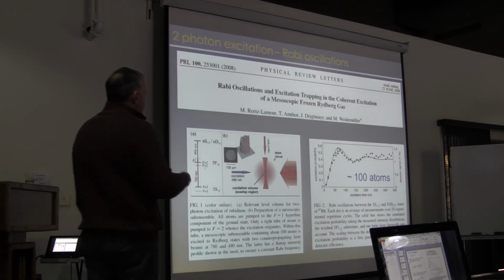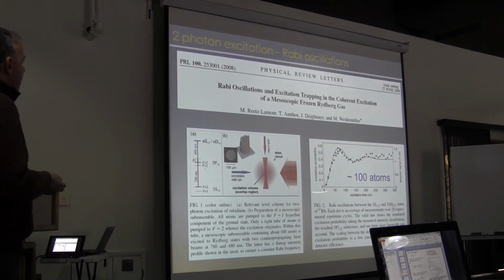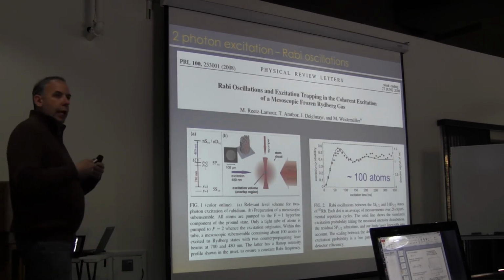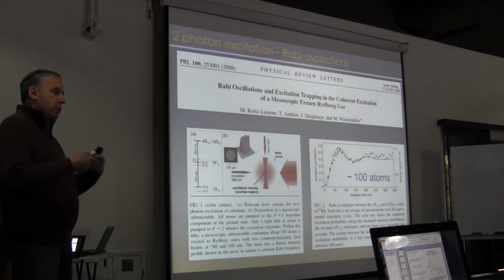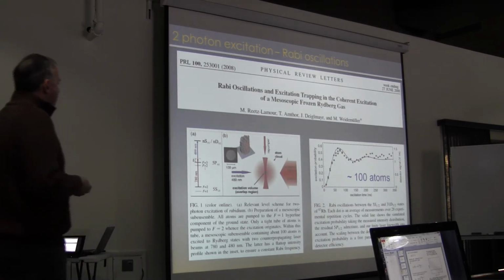Coherent oscillations in the time domain between the ground and Rydberg states were perhaps first shown in this paper from the Weidemüller group in Freiburg at that time, with about 100 atoms showing excitation probability starting in the ground state, going up to the Rydberg and coming partially back down. And this was a sample localized not in a magneto-optical trap, but in an optical dipole trap, but a many atom sample.